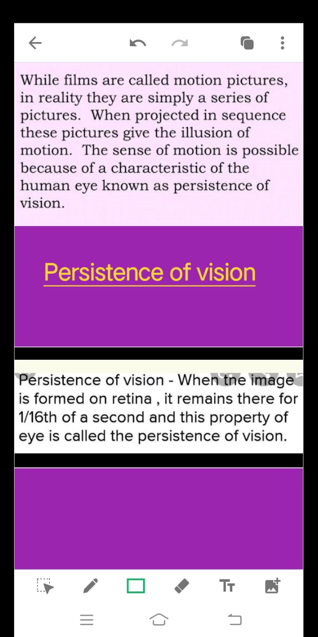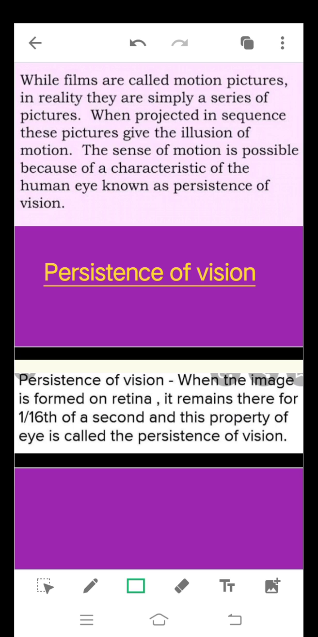if we continue projecting different images one after the other within that short period of time, all the images overlap each other and they all seem to be in continuous motion. So we can define persistence of vision as, when the image is formed on the retina, it remains there for 1/16th of a second, and this property of the eye is called persistence of vision. So an image formed on the retina remains on the retina for 1/16th of a second.